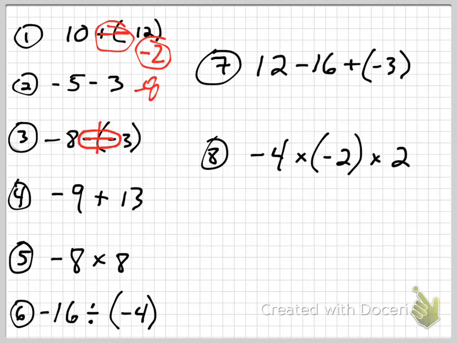Number 4. What do I have on the table? 9 negative poker chips and 13 positive poker chips. How many pairs am I taking away? 9. Once I've taken away those 9 pairs, what's left on the table? 4 positive poker chips, which is 4. Right? 4.